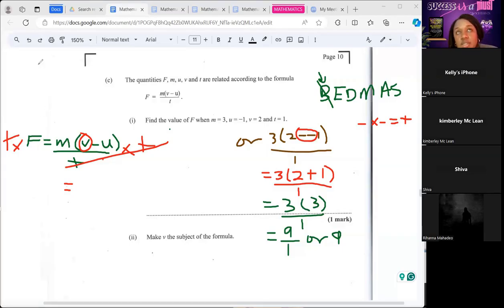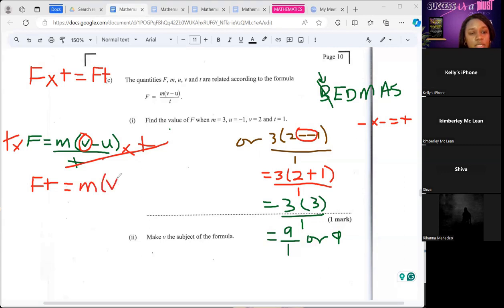because in multiplication, the order doesn't matter, you always get the same thing, right? So you can put this as TF or FT, but most persons will have it as FT, so I'll put it as FT. Why do I put it as FT? Because when you have a multiplication sign between the letters, you just move the multiplication sign. You don't have to leave it there, it's the same thing. So then we remain with M, open brackets, V minus U.